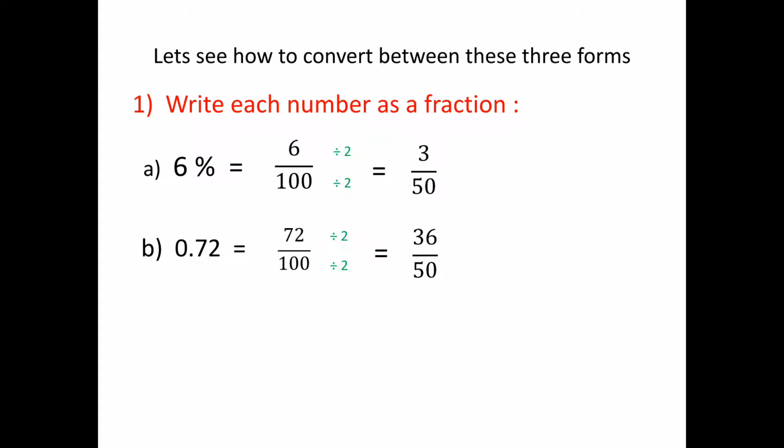Is this the simplest form? Not yet. I still have two even numbers. So again, divide by 2 up and down. I will get 18 over 25, which is the simplest form.